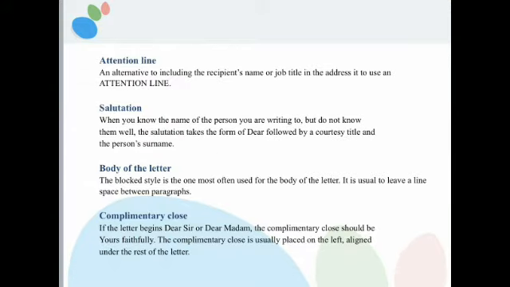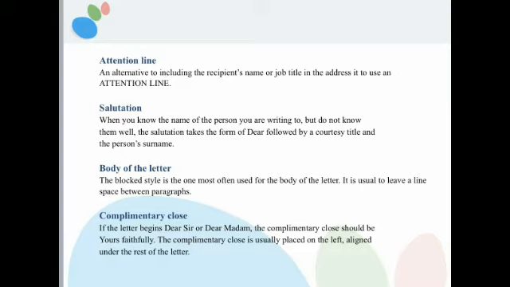Attention line. An alternative to including the recipient's name or job title in the address is to use an attention line. Salutation. When you know the name of the person you are writing to, but do not know them well, the salutation takes the form of Dear followed by a courtesy title and the person's surname.